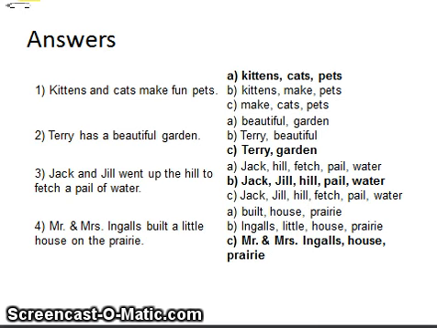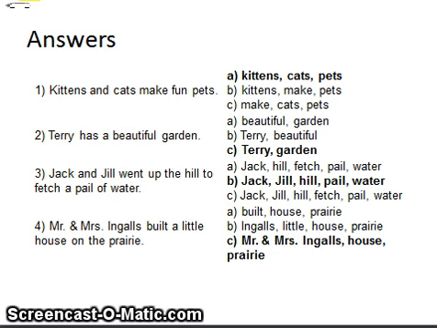Then you can see the bowl there. In answer 1, kittens are certainly things, cats are things, and pets. More common term for things like kittens, dogs, whatever, but they're all nouns. So A is the best answer for number 1. Make, that's a verb, so you can't use that, and that shows up in both answers B and C. Make is an action, so it's not a person, place, thing, or idea.